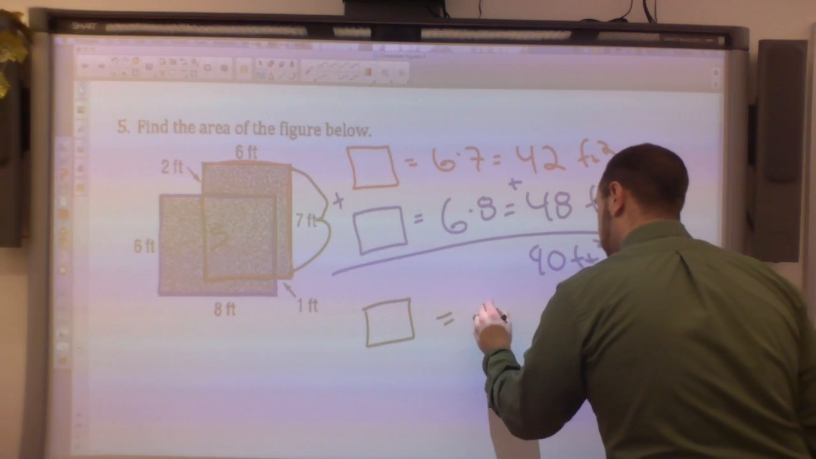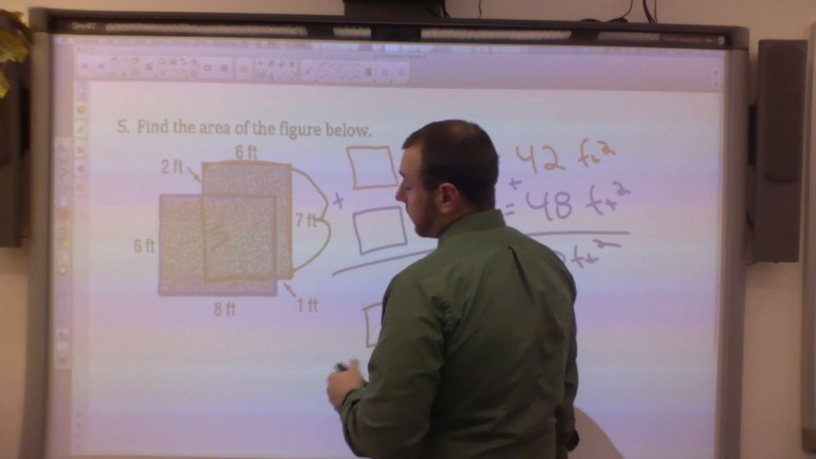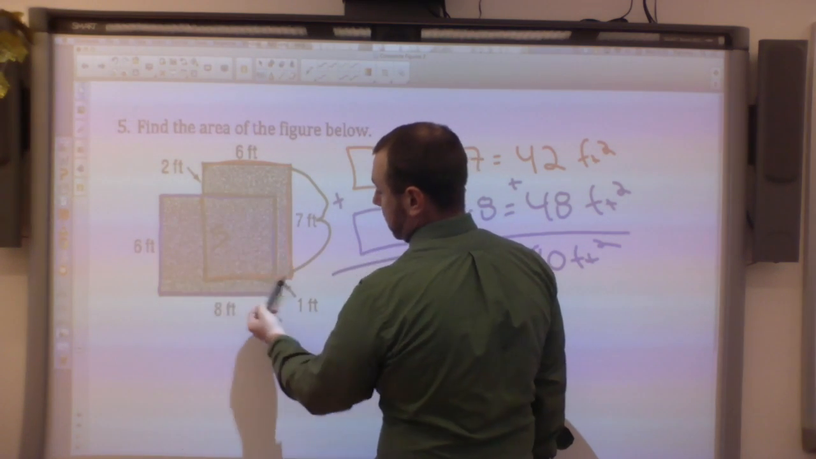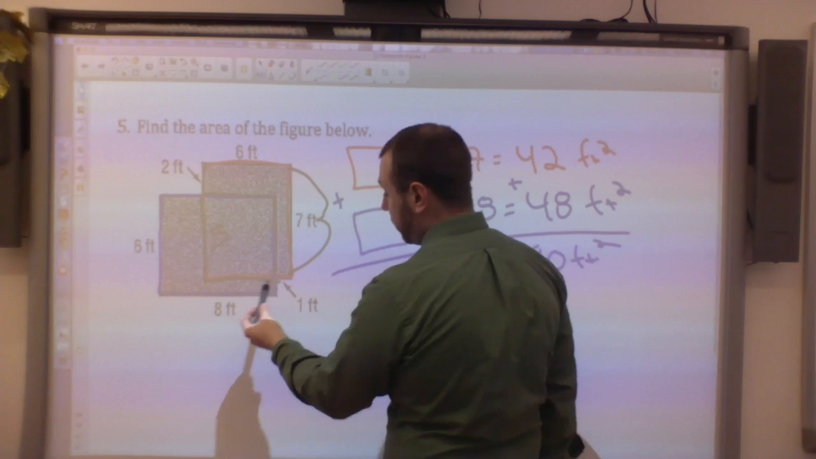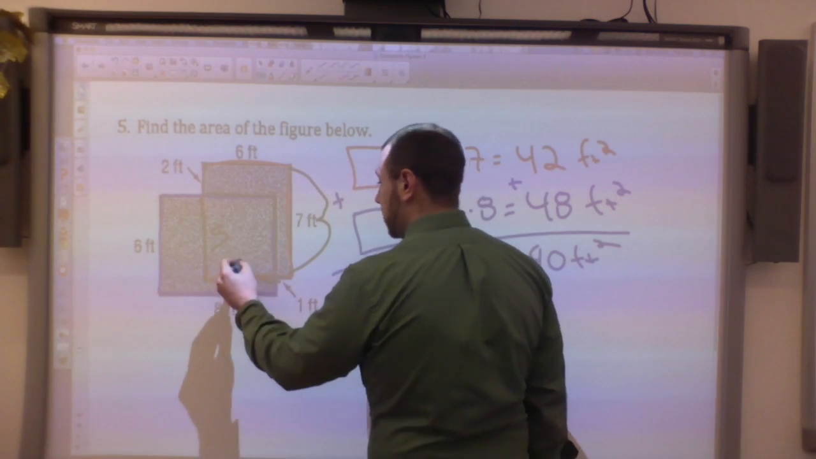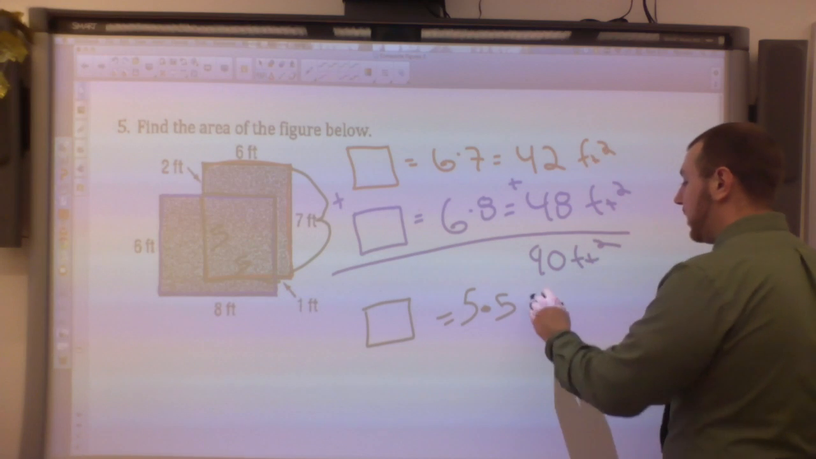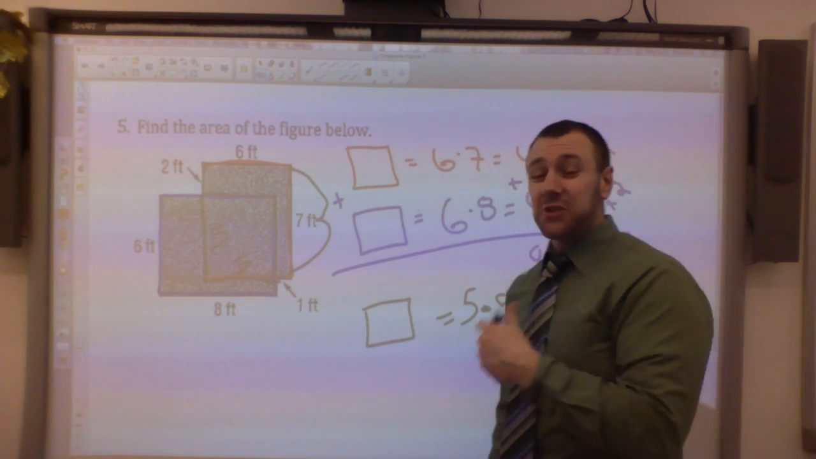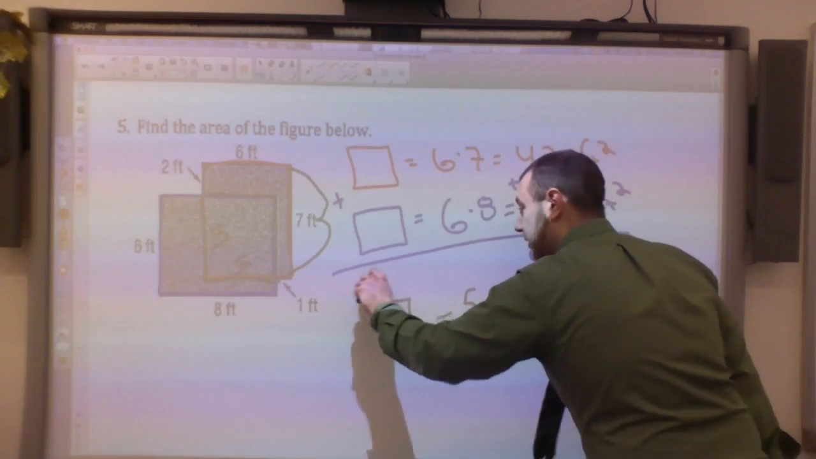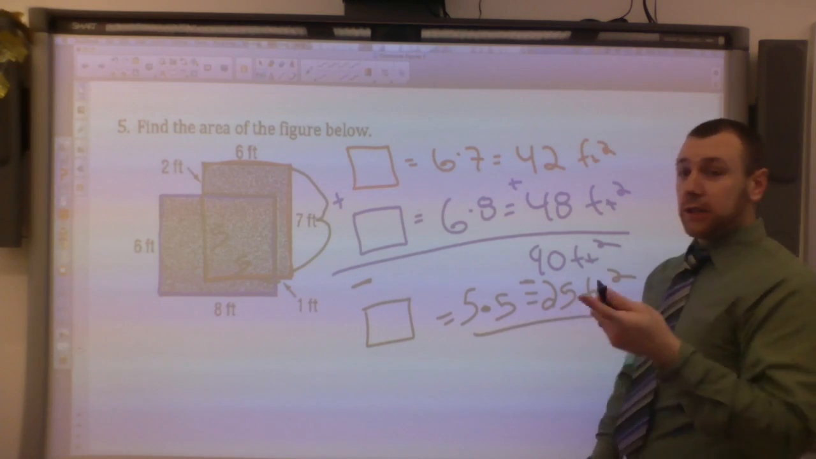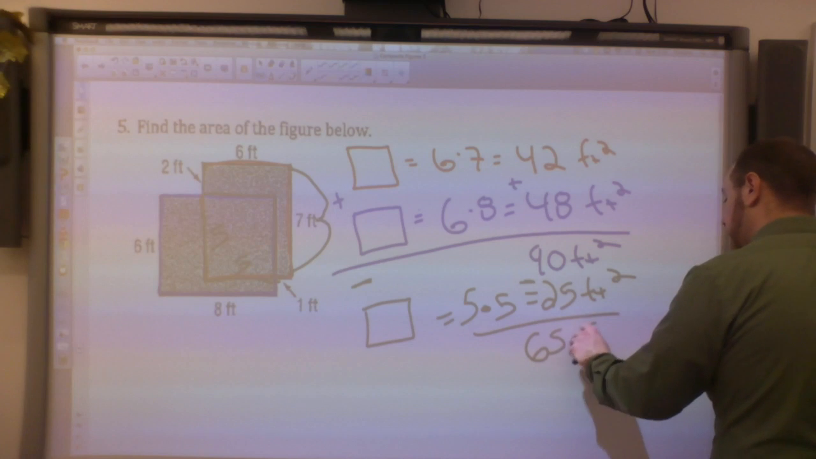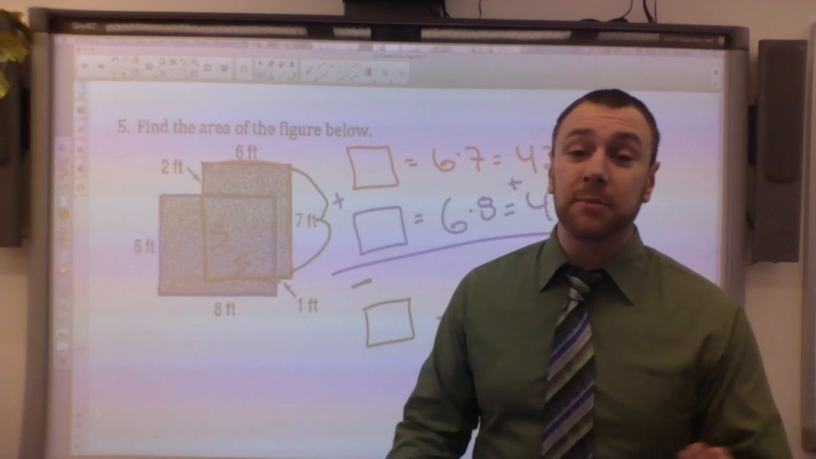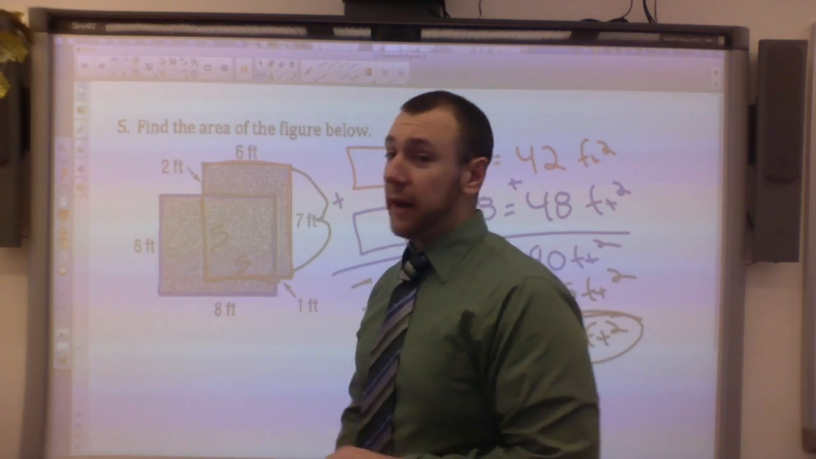So it's going to be 5. Then I can look at this and say, okay, this whole length is 6 feet because it's the same as this side. Opposite sides are congruent. But this little section outside is 1. So that's another 5. So the area of that middle piece is 25 feet squared. So that's the area that I have to take away, or minus away, to find the total, which is 65 feet squared. So sometimes you have to add the areas together, but sometimes when they're overlapping like that, you have to subtract.